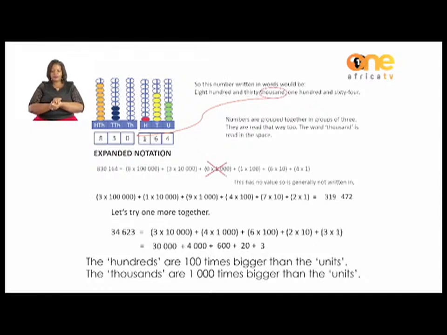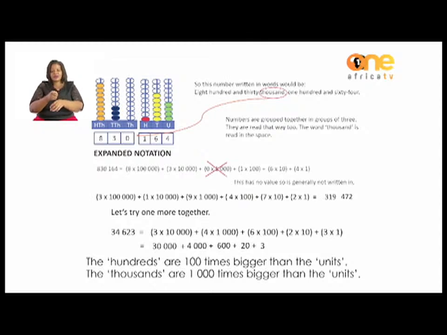Numbers are grouped together in groups of 3. They are read that way too. The word thousand is read in the space.